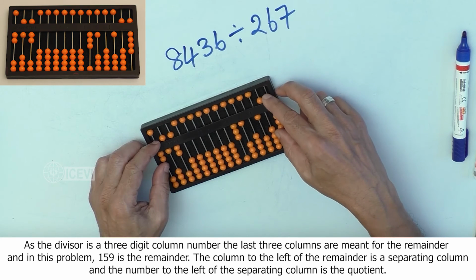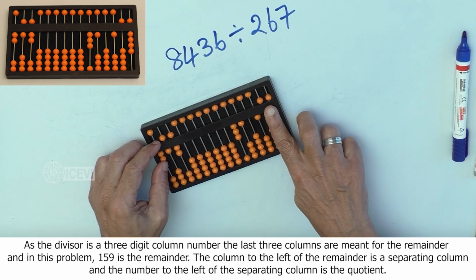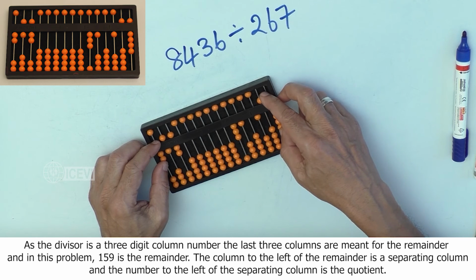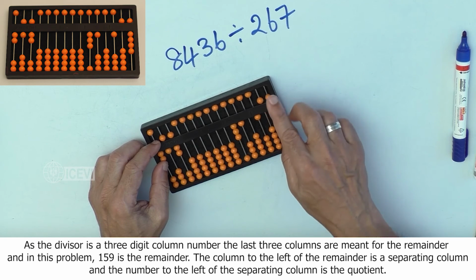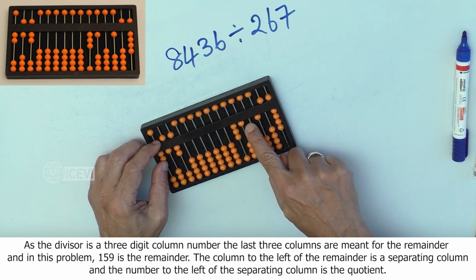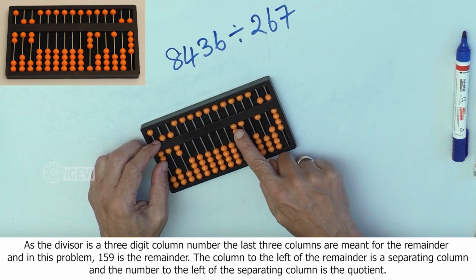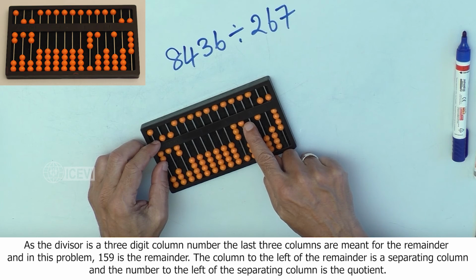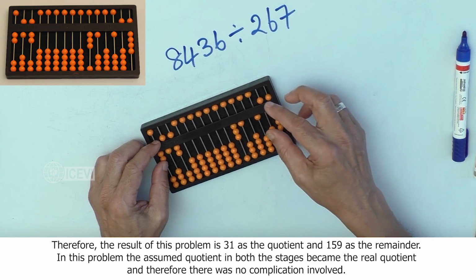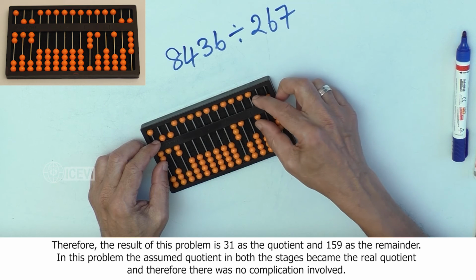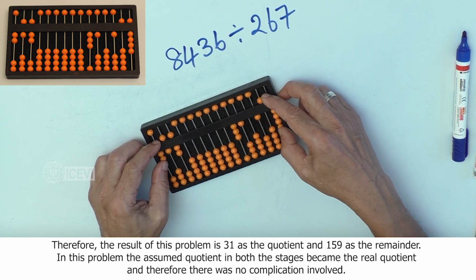As the divisor is a 3-digit number, the last 3 columns are meant for the remainder, and in this problem 159 is the remainder. The column to the left of the remainder is a separating column, and the number to the left of the separating column is the quotient. Therefore, the result of this problem is 31 as the quotient and 159 as the remainder.